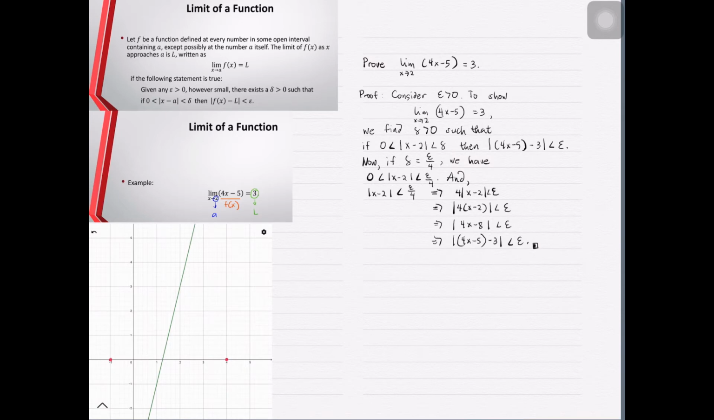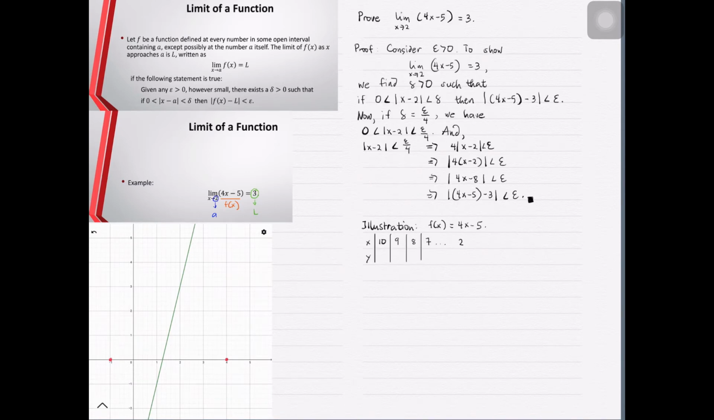See, working backwards here is effective. The choice for the delta that we got, which is epsilon over 4, satisfies the definition of a limit. Now let's try to illustrate this proof and this definition of a limit of a function to know the use of this delta and epsilon that we have.